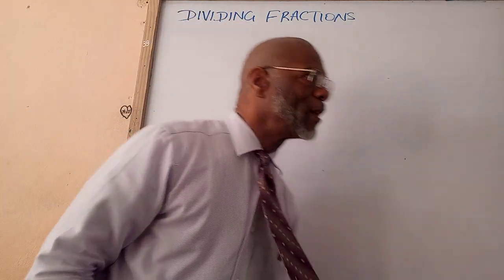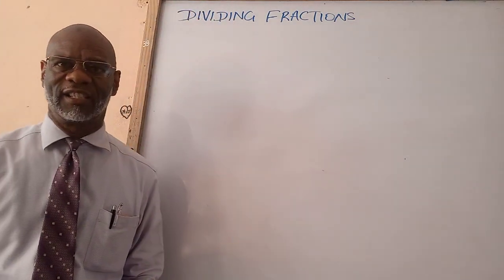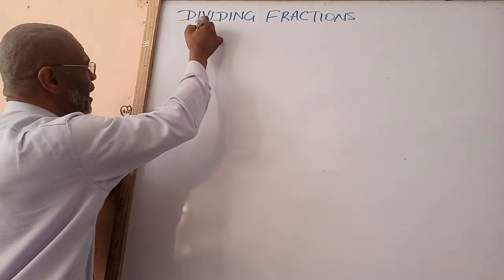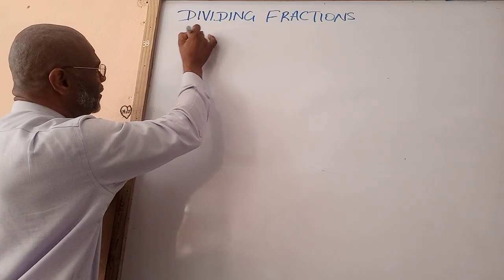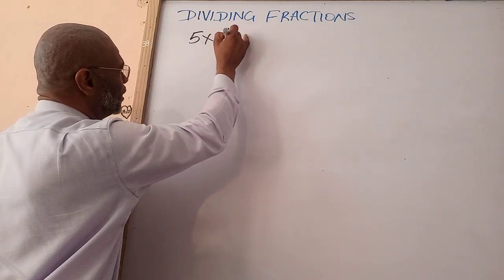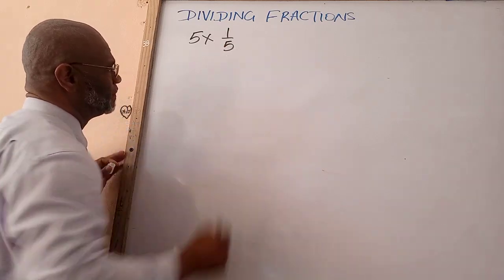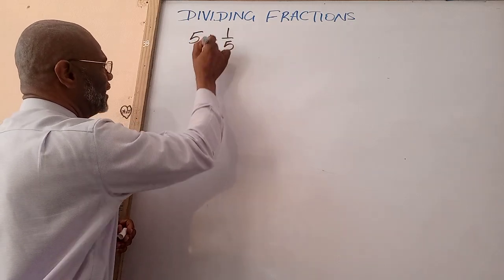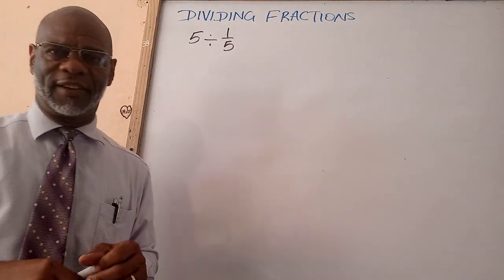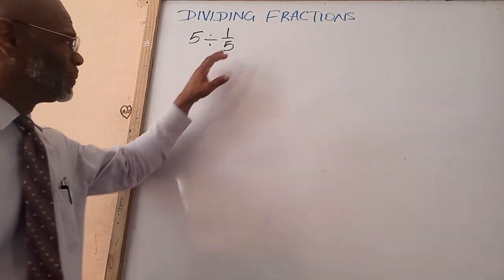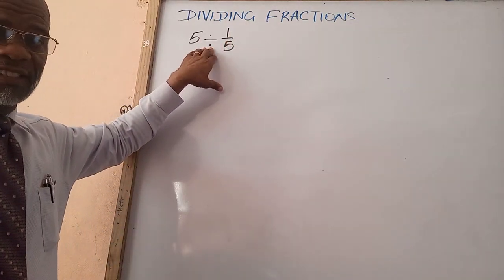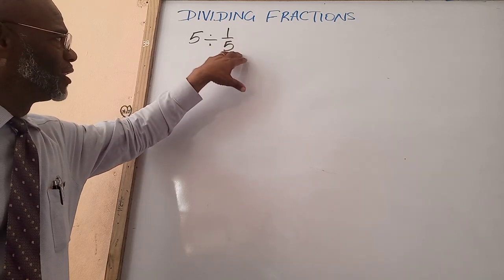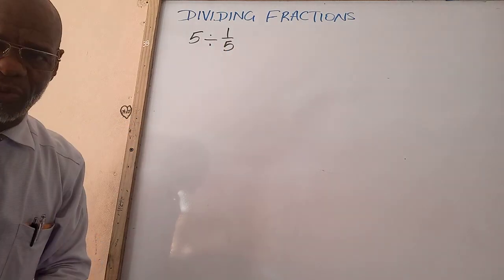So first of all, we look at dividing a fraction by a whole number or a whole number by a fraction. Now let's say we have 5 divided by 1/5. Right? Now, what we do here, we take the reciprocal. We change the division sign to multiplication, and we take the reciprocal of this 1/5. Alright? Now what is reciprocal?